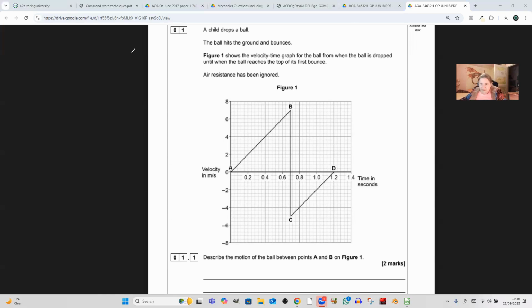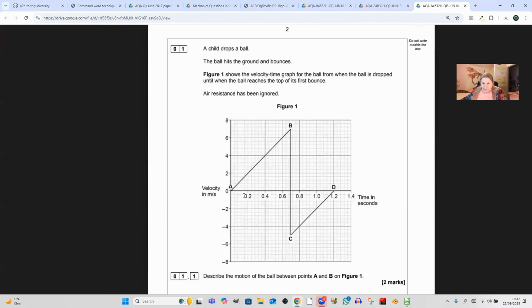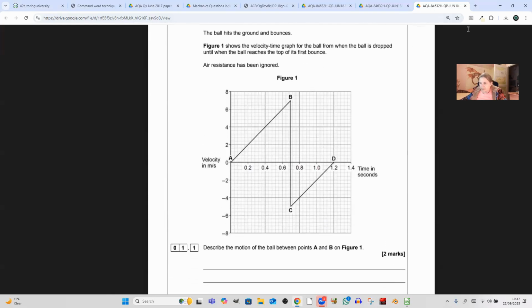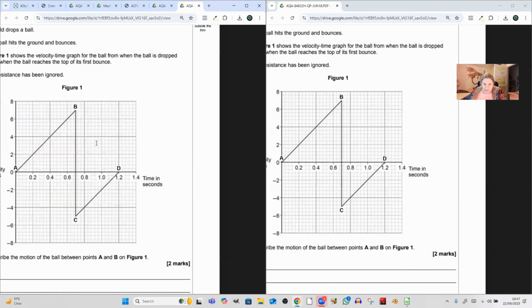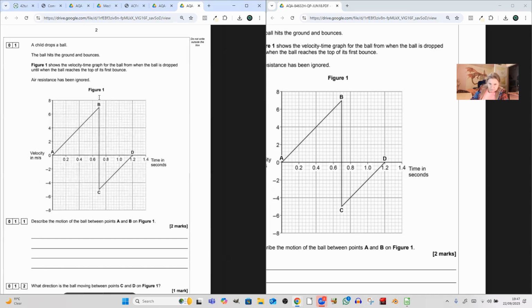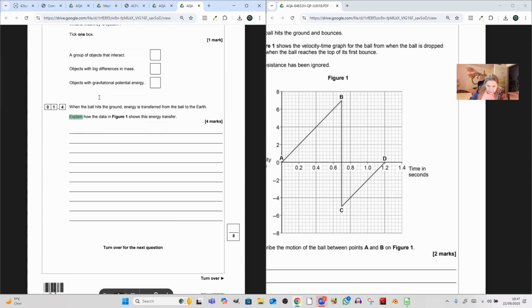You know what I'm going to do? I'm going to do a duplicate. Is it that one? Yeah, I think it's that one. Right, so I've duplicated that paper. So that one can go there, and that one can go there. There we go. And I'm going to go through to the question.